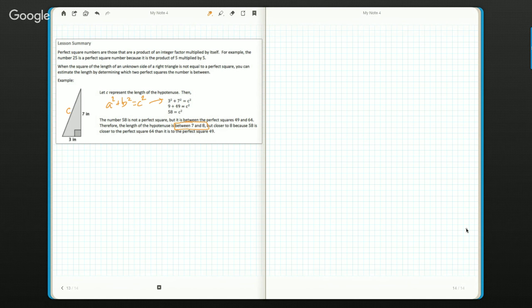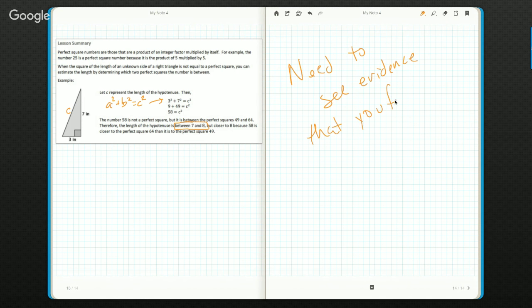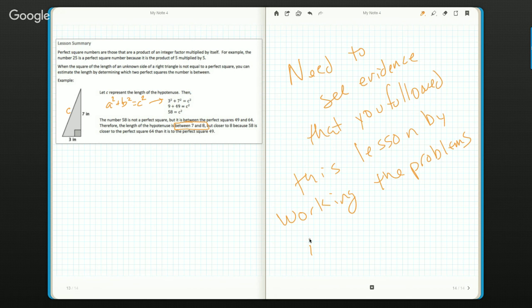And there's our summary. What I need to see is evidence that you followed this lesson by working the problems in lesson 1. This is what I need to see.